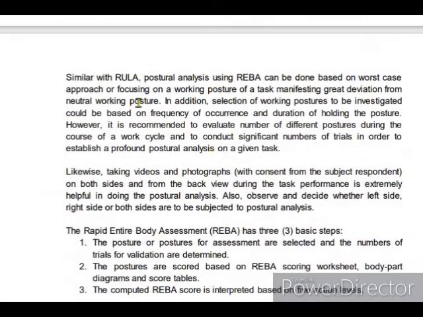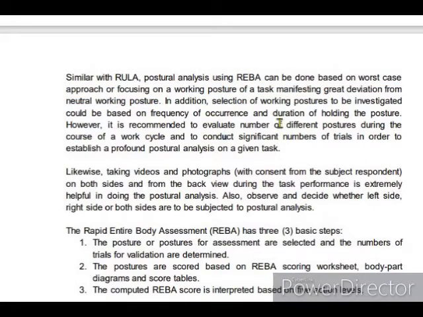So similar with RULA, postural analysis using REBA can be done based on worst case approach. So worst case din siya. So kailangan mag-focus doon sa pinoproblemang posture on a working posture of a task manifesting great deviation from neutral working posture. Kasi kalimitan naman yan, meron talagang mga worst case, guys. Mapapansin natin yan sa workplace natin.